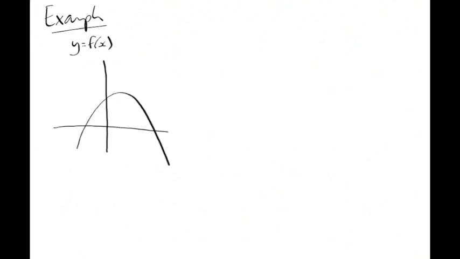We'll have a look at an example of this. For our y equals f of x, we're given that the maximum point is at 1, 3. We're given that it crosses the y-axis at minus 2 and 6. We're asked to sketch y equals f of x plus 3.